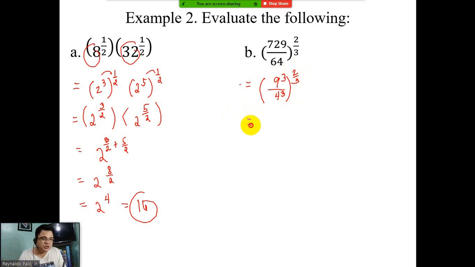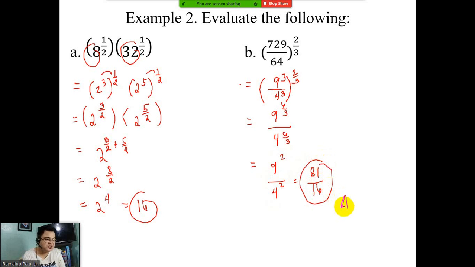So all we need to do here now is to apply the quotient law. So 3 times 2 is 6 over 3, over 4 raised to the power of 3 times 2, 6 over 3. Then 6 divided by 3 is 2. Then 6 divided by 3 is 2 as well. So 9 times 9 is 81. Then 4 times 4 is 16. If you cannot simplify anymore, therefore this is the final answer.